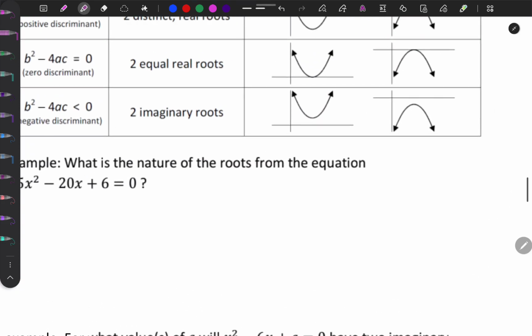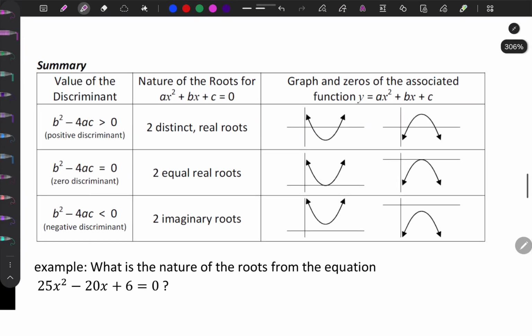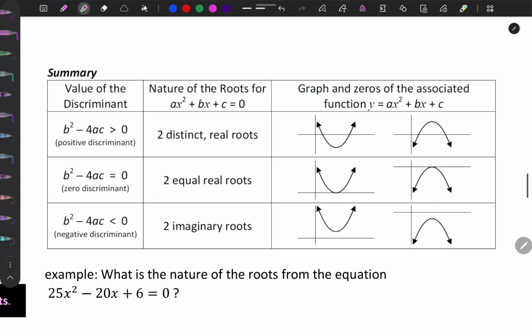Let's look at a little summary of the three cases. So this is going to compare our quadratic equation along with the equivalent quadratic function. If we were to graph this, then instead of having y equals, we set y equal to 0 and we find the x values or x-intercepts. Our first case, when we have a positive discriminant, is that we have two distinct real roots, or equivalently, we have two x-intercepts.